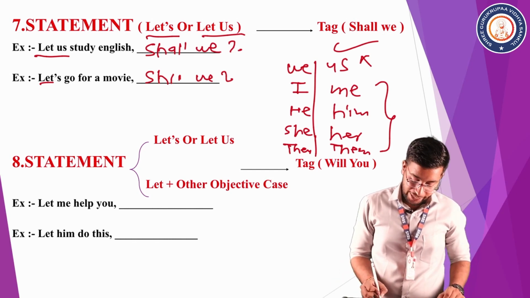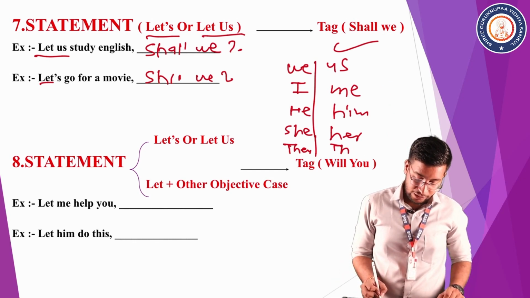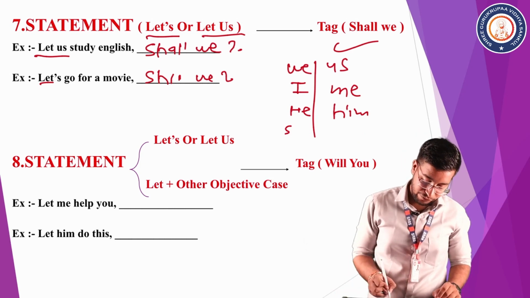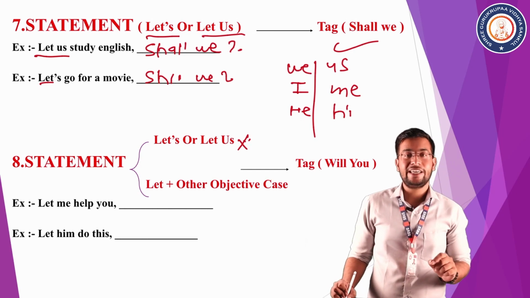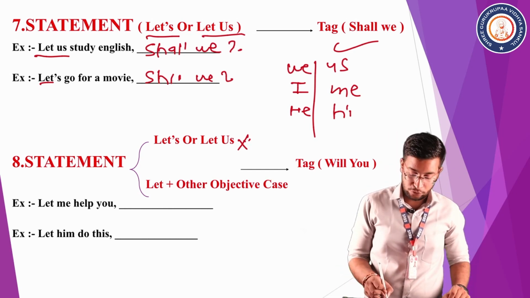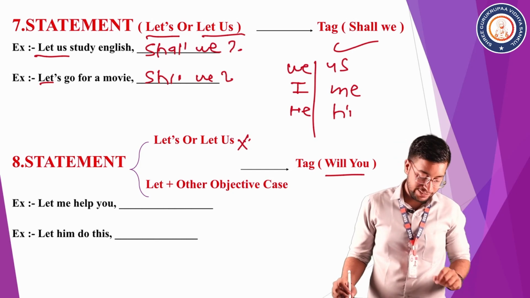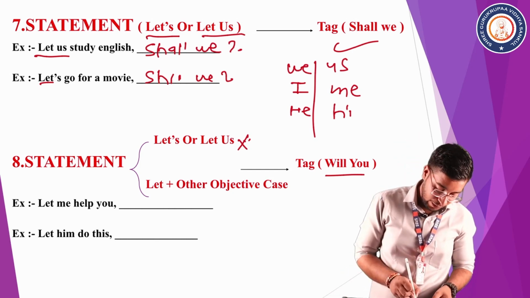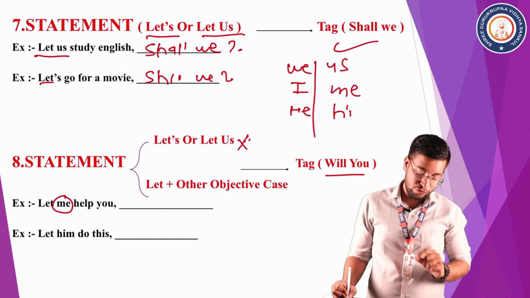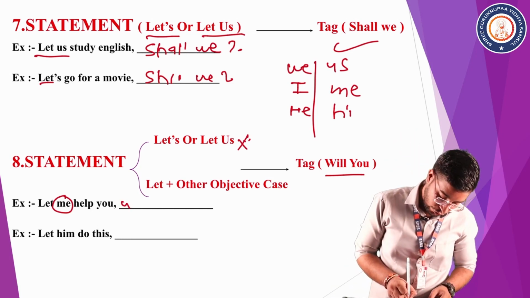At that point, we will use the tag will you. I think it is clear to you. If there is no let us, and if it is another objective case, at this point we will use will you in the tag. For example, let me help you. Here me is the objective case, it is not us, so we will write will you.